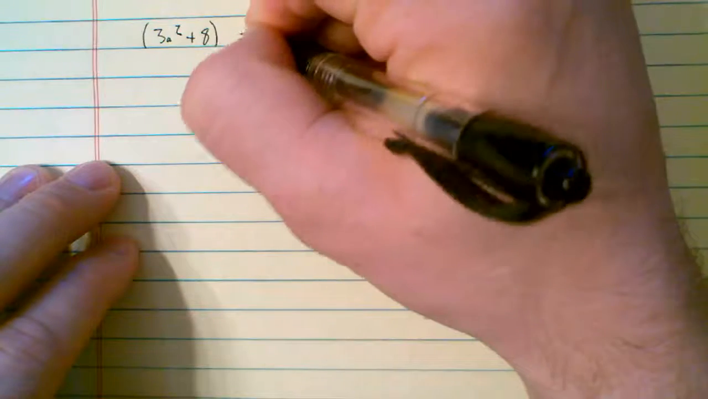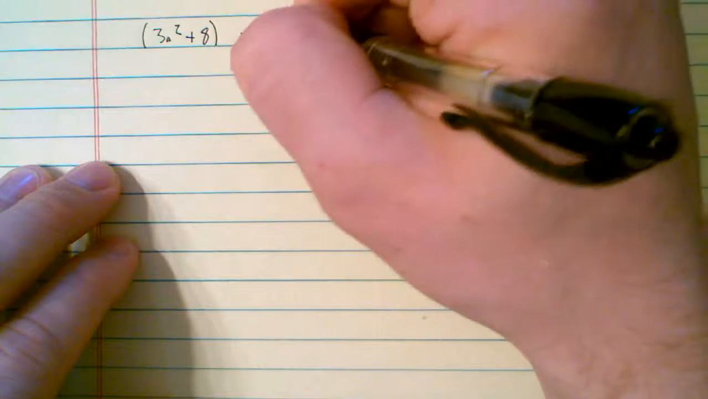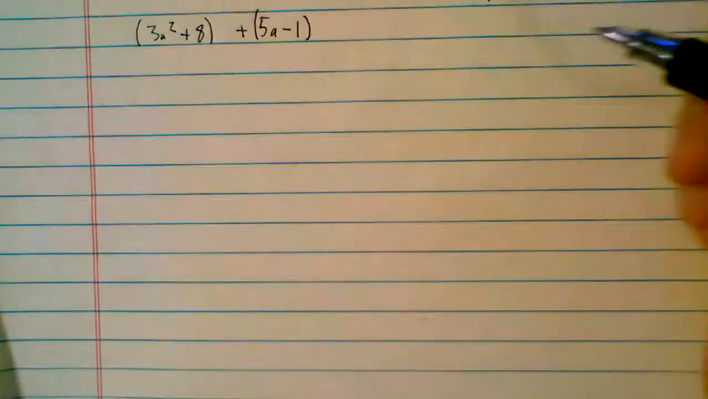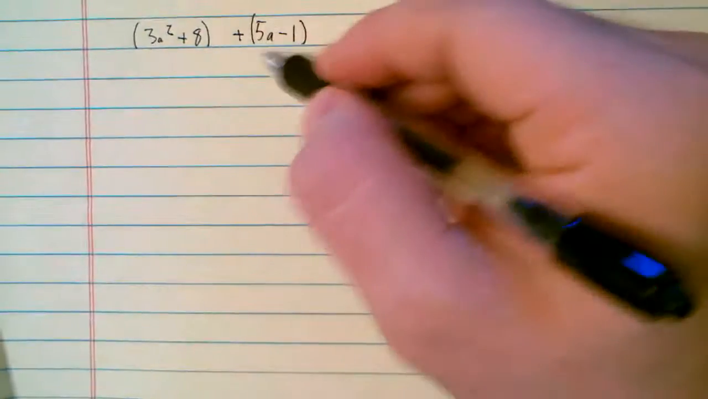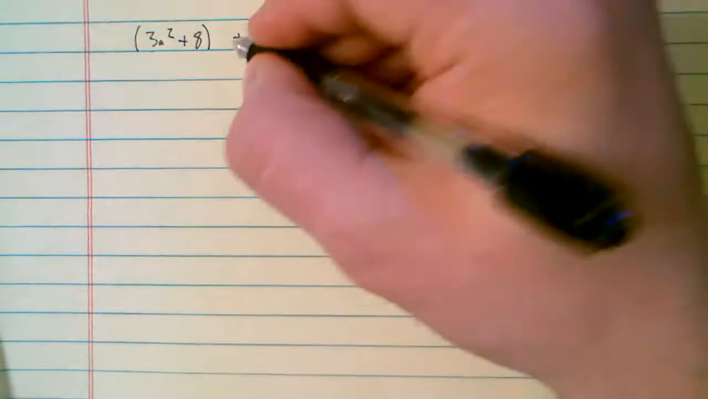In this video, we're going to look at adding and subtracting polynomials. As we know, a polynomial is a combination of terms. So, for example, we're going to go 3a squared plus 8, plus 5a minus 1. Now, we have a collection of one polynomial, 2, and then 1 and 2, connected by a plus sign. So this is telling us to add them together.